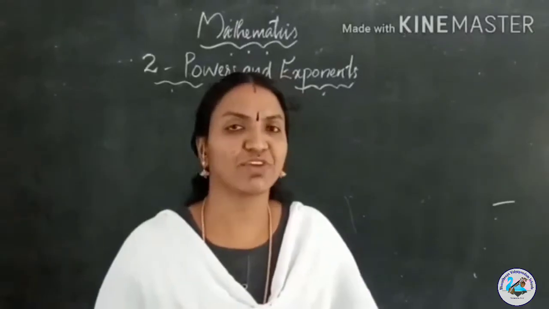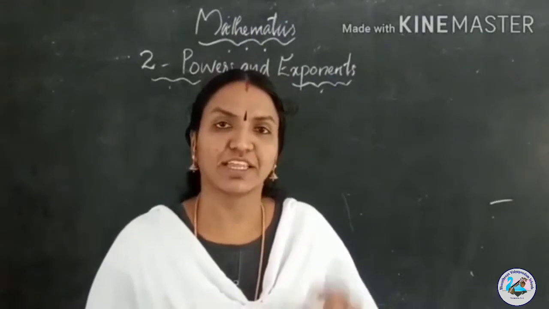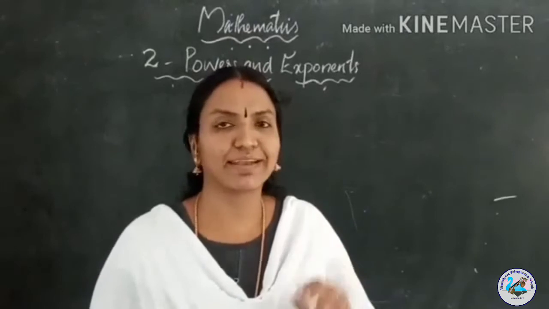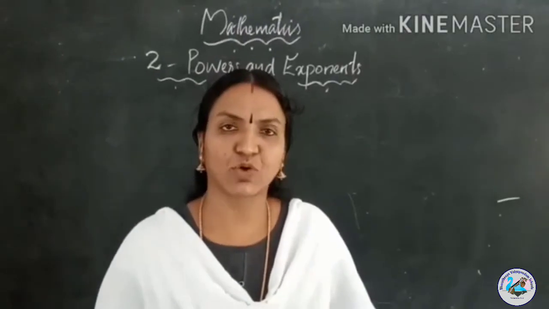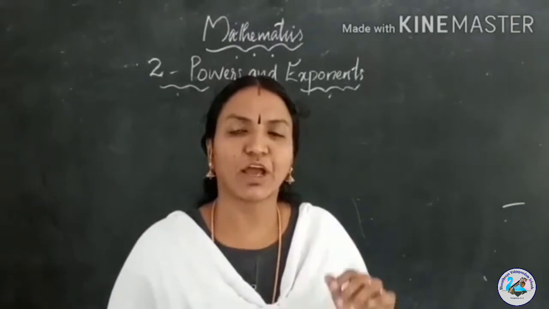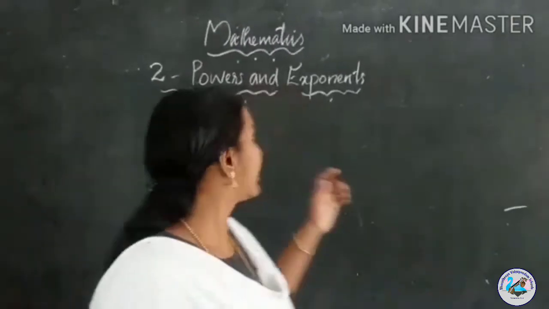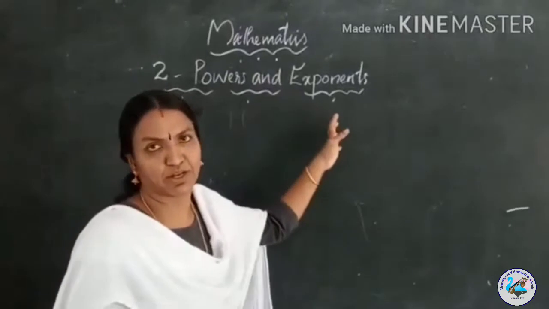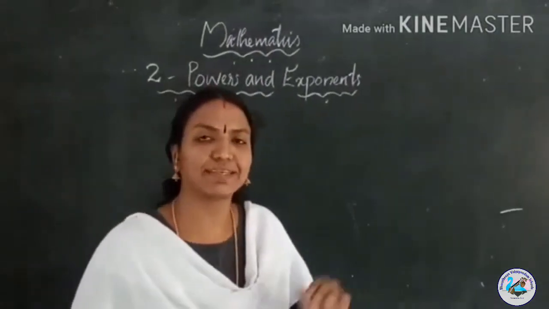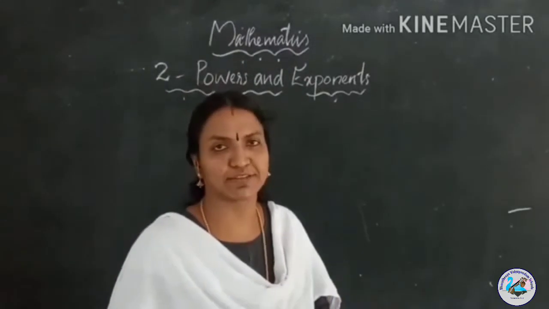With that question, we have completed the first chapter. In the first chapter, we have learned properties of rational numbers and their applications, and also solved some problems using properties of rational numbers. Now move on to our second chapter, that is powers and exponents. Before starting the lesson, let's recall the basic concepts of powers and exponents.